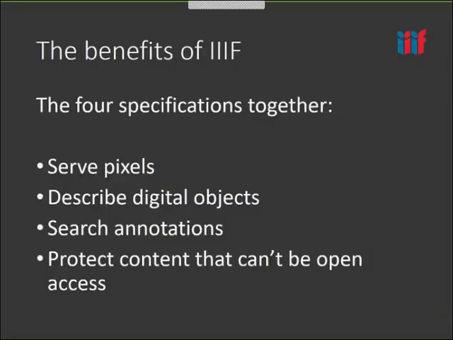So these four APIs together allow us to view images by serving pixels, describe digital objects by serving presentation API manifests to describe their structure. They allow us to search annotations, and they allow us to protect content that can't be open access.